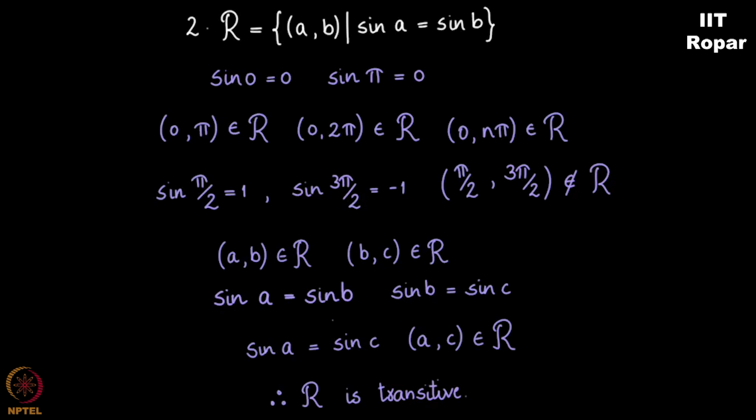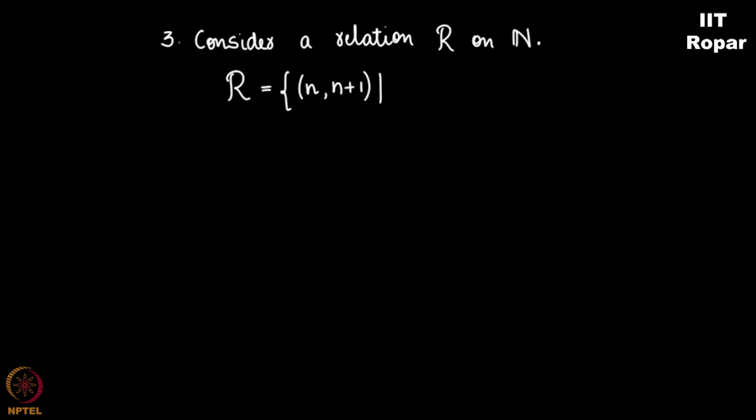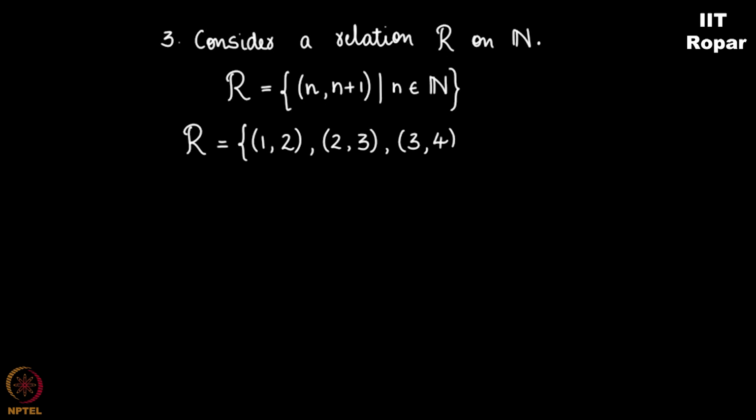Let us now see a few problems where we can check if the relations are antisymmetric. Consider relation R on a set of natural numbers. R is given to be (n, n plus 1) such that n belongs to natural numbers. Now, let me write down the elements in R. R is going to have elements such as (1, 2), (2, 3), (3, 4), (4, 5) and so on.